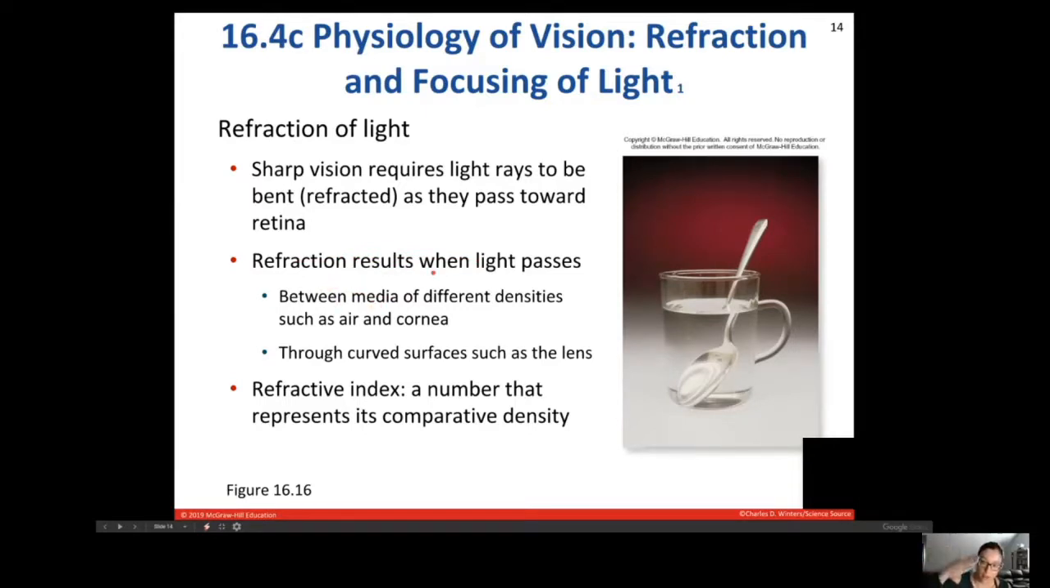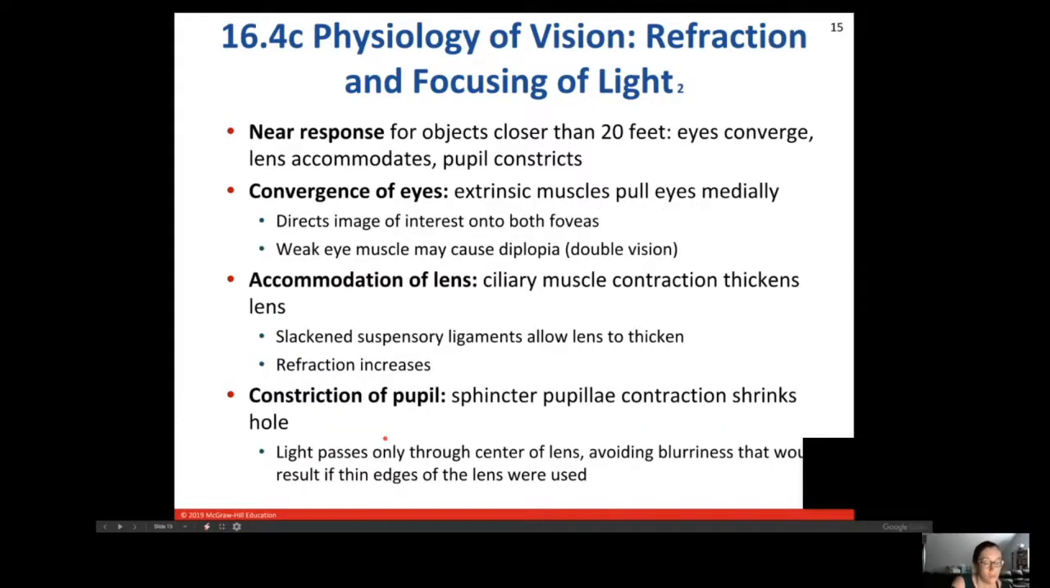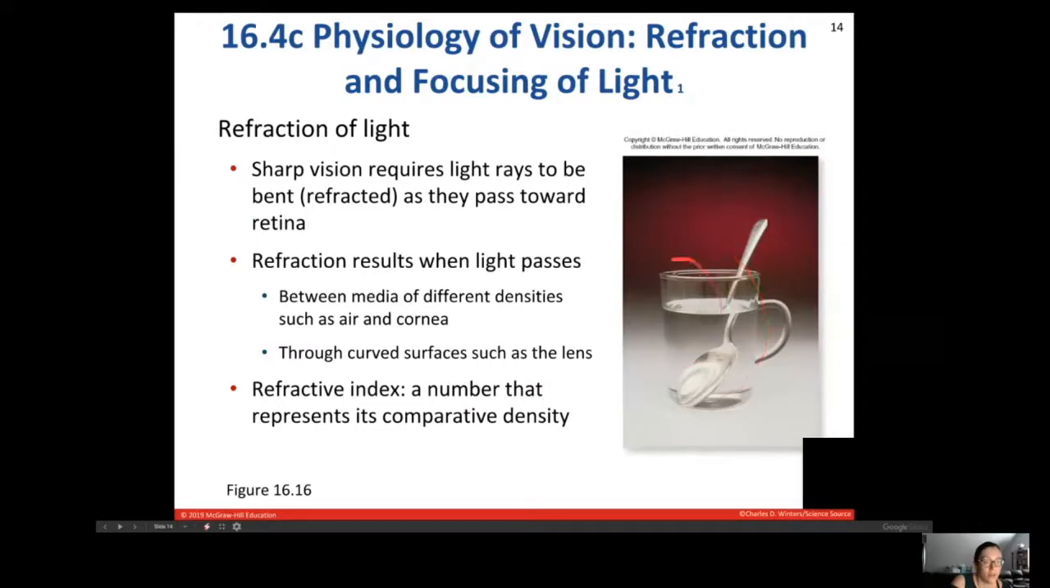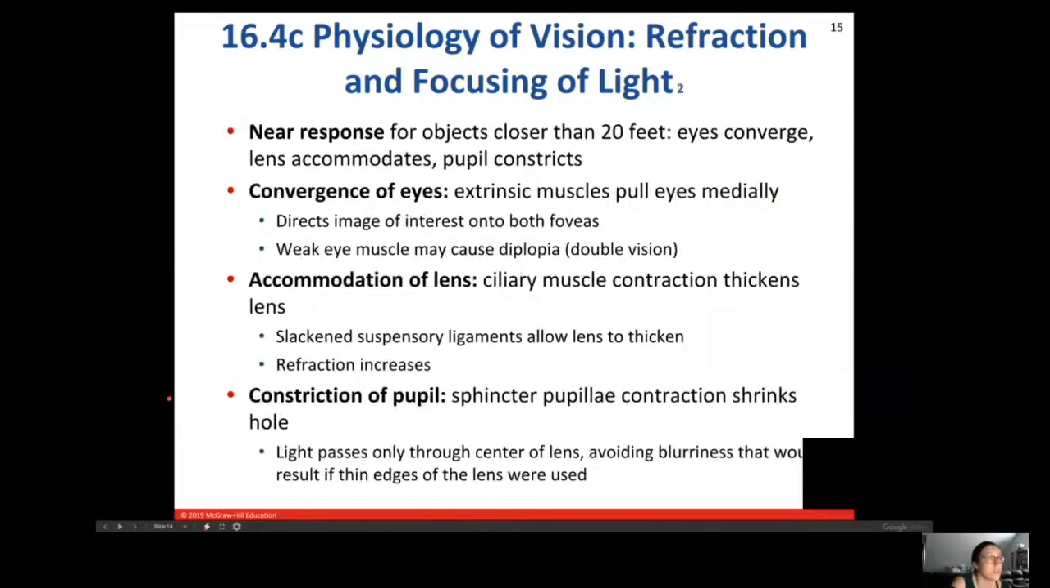The refraction results as the light passes from the air into your cornea, and your cornea is also curved, and then it goes through the aqueous humor, and then it passes through the curved lens. All of this causes those light rays to bend a little bit. The refractive index, we don't talk too much about it, but is a number that represents the comparative density of different things. So when we say the light is being refracted, we mean how the light is bending as it's passing through different materials of different shapes and different densities.